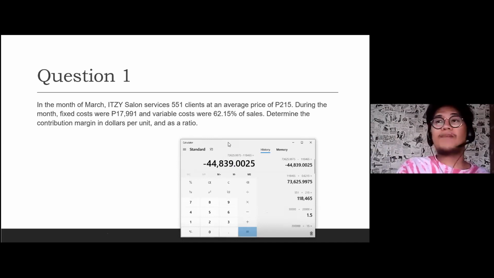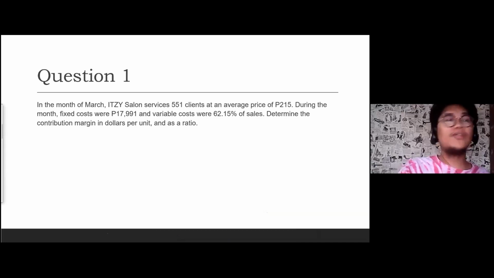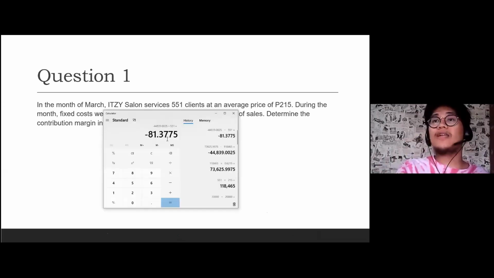No? So para makuha natin si contribution margin per unit, dinivide natin to by 551. That's why we arrive at 81.38.